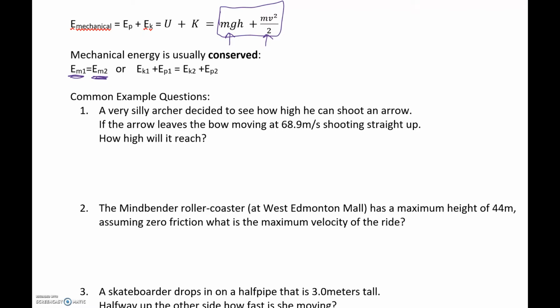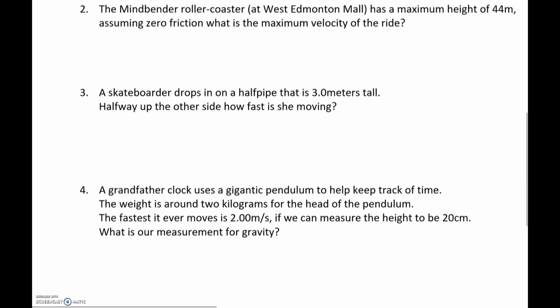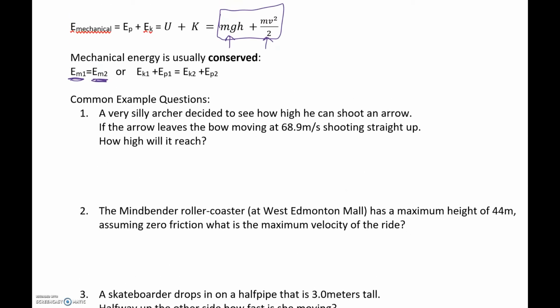Okay, a very silly archer decided to see how high he can shoot an arrow. If the arrow leaves the bow moving at 68.9 meters per second, shooting straight up, how high will it reach? I believe that I tried to find actual real-life data for all these questions, so I believe that this is like a real speed of shooting an arrow. So anyways, that's really fast. But anyways, the arrow leaves the bow at that speed, shooting straight up. How high will it reach?